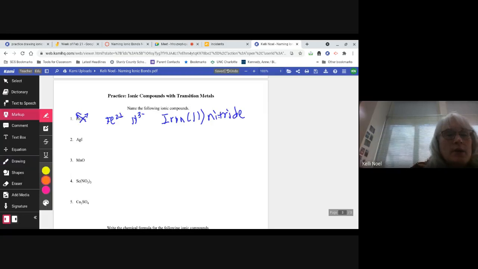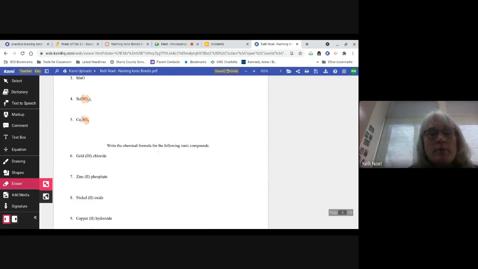But do make note on 4 and 5 here. Let me get my little markup tool here. 4 and 5. Let's look here. Polyatomic, polyatomic. Okay, so be careful with that. You've got to have the parentheses here. The bottom part, you should be able to do no problem.